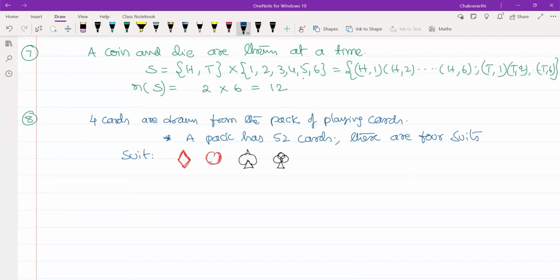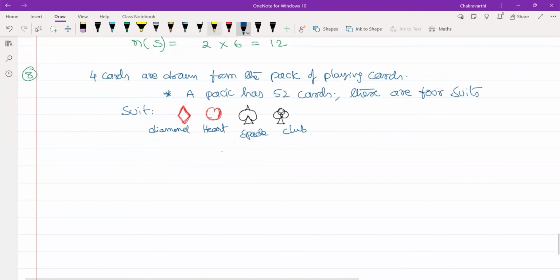Here we have to use the technical names: diamond, heart, spade, club. Each suit consists of 13 cards. All are equally likely cases. The probabilities of getting diamond, heart, spade or club when a card is drawn from this pack are equally likely.